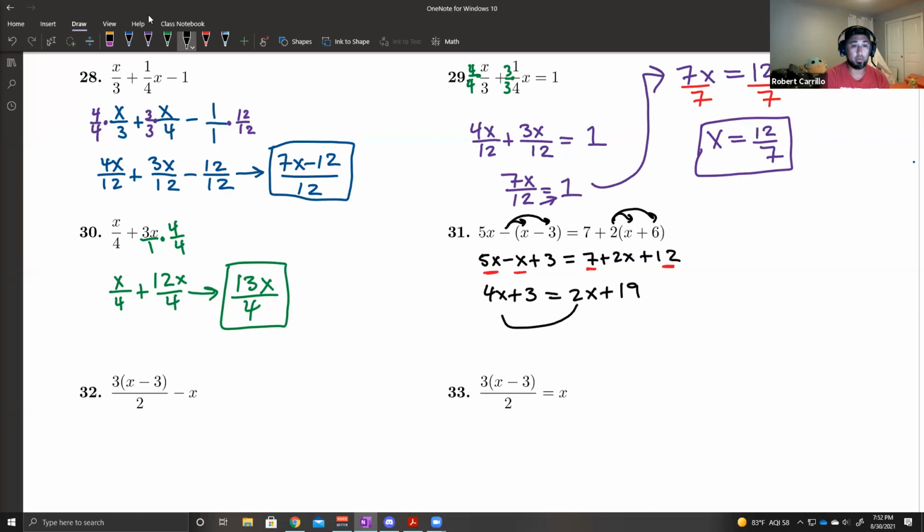I'm going to move the 2x to the left, the 3 to the right. Let's go. Minus 2x, minus 2x, minus 3, minus 3.